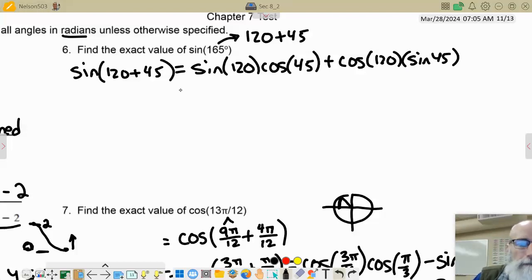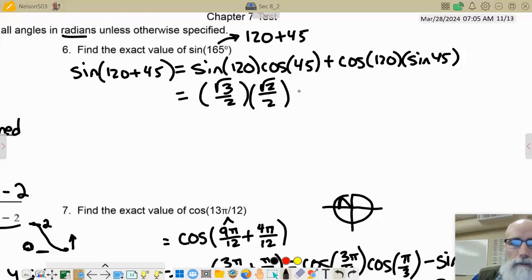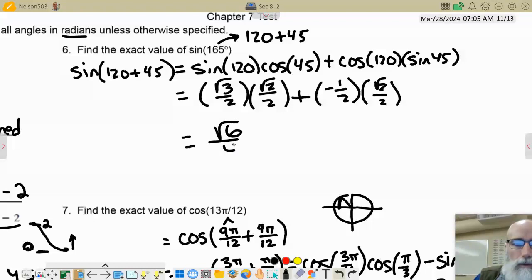Okay, so sine of 120, that's the square root of 3 over 2. Cosine 45, square root of 2 over 2. And then we've got the cosine of 120, that's negative 1/2, and this guy is the square root of 2 over 2. So all this reduces down to square root of 6 over 4. And this guy has a 4 too in its denominator, right? So let's skip that in-between step, and this would be minus square root of 2.